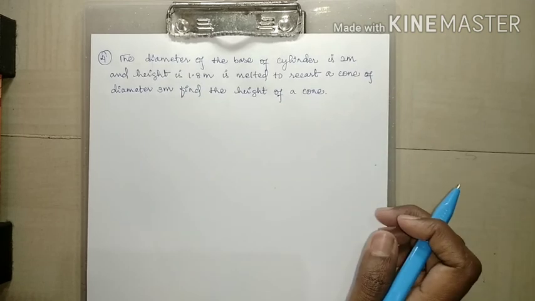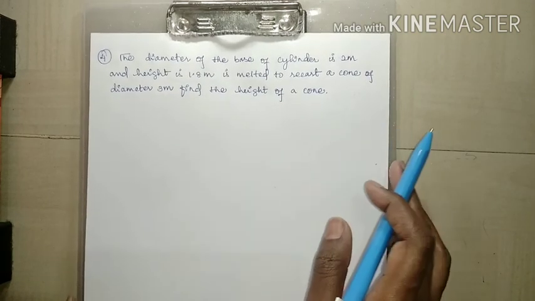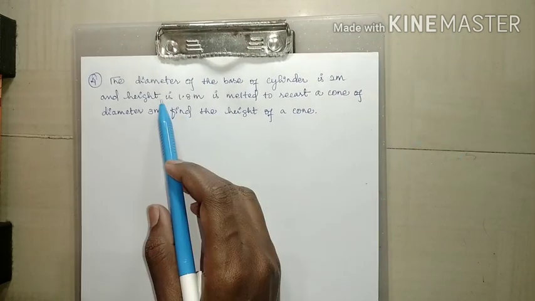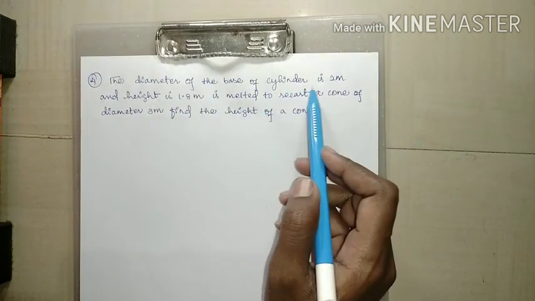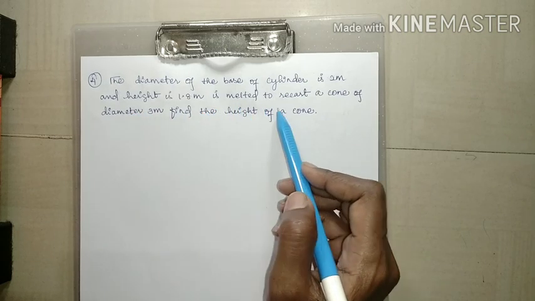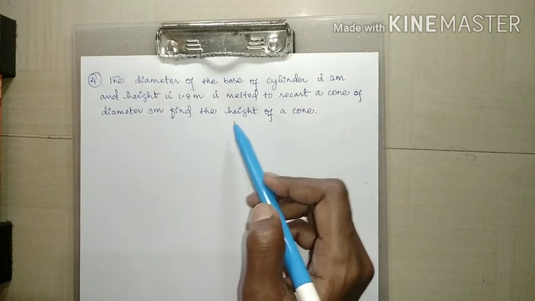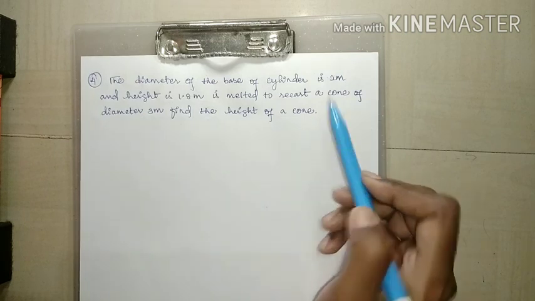Okay friends, solve this example yourself and answer in the comment section. The diameter of the base of a cylinder is 2 meter and height is 1.8 meter. It is melted to recast a cone of diameter 3 meter. Find the height of the cone.